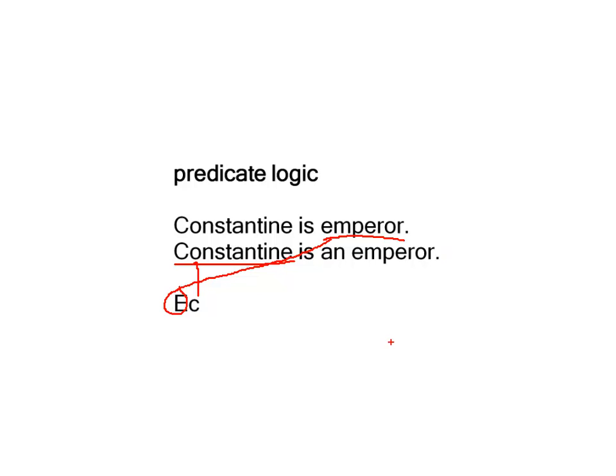If you wanted to say, I don't know, that Dale was an emperor, you would just use a letter D for my name. This would read out Dale is an emperor. So either one of these sentences, Constantine is an emperor or Constantine is emperor, would be translated by this very simple sentence, which only involves two letters. We just have to know what the interpretation of those letters is.